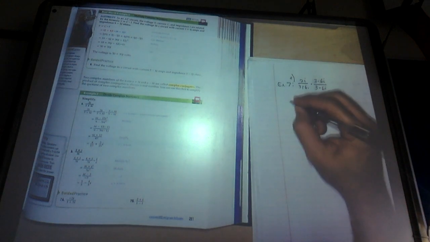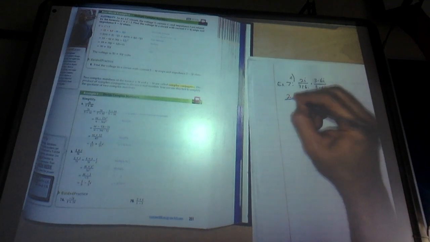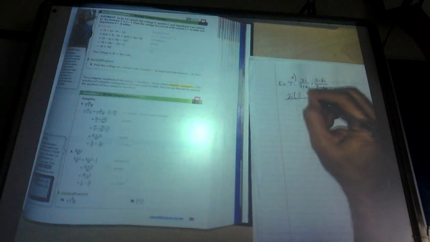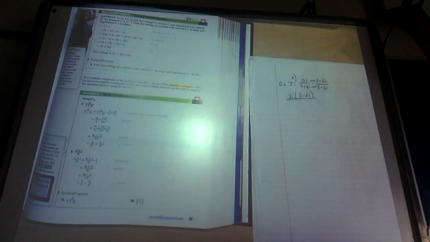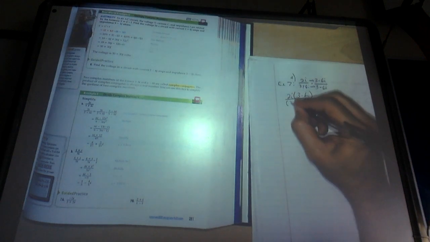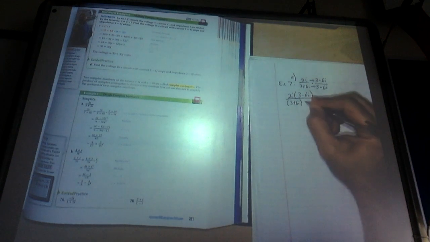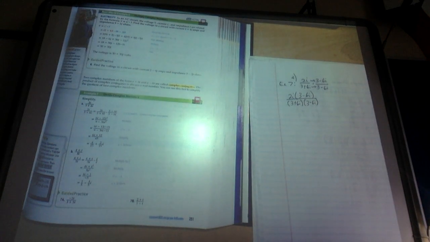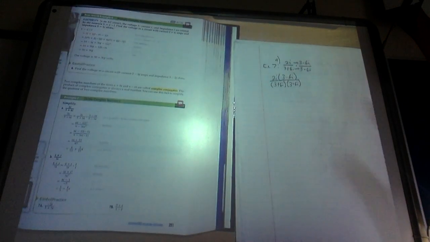Now we got some math to do, okay? In the numerator, I've got 2i times 3 minus 6i. Let me remind you, you wonder what I'm doing. We multiply fractions straight across. This is called a complex conjugate, okay? On the bottom, I've got 3 plus 6i times 3 minus 6i, okay? So that's the math that now needs to be done.